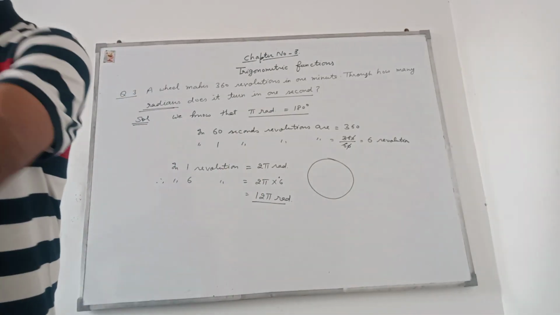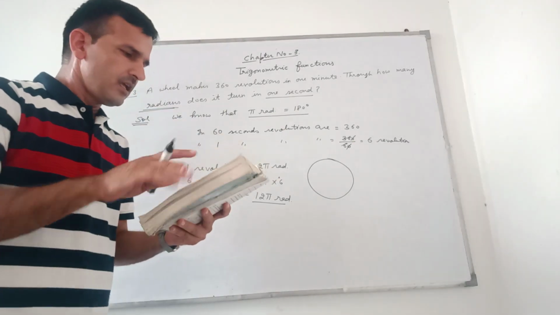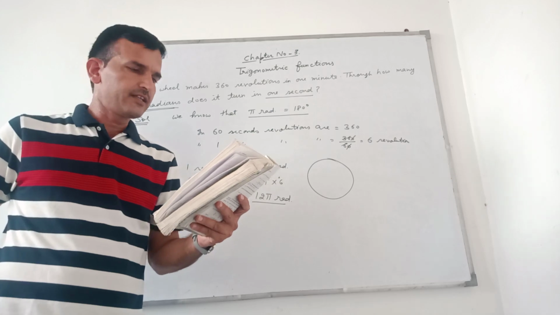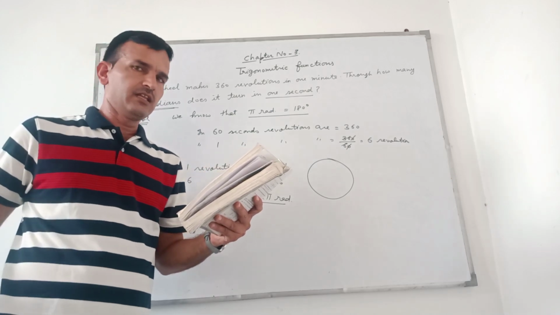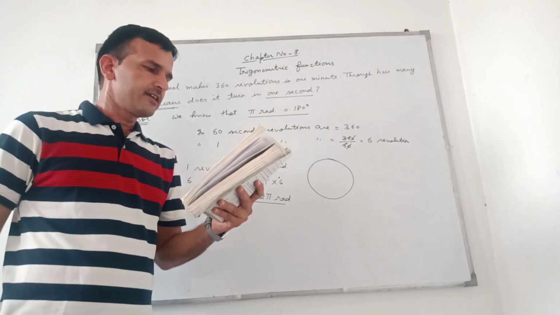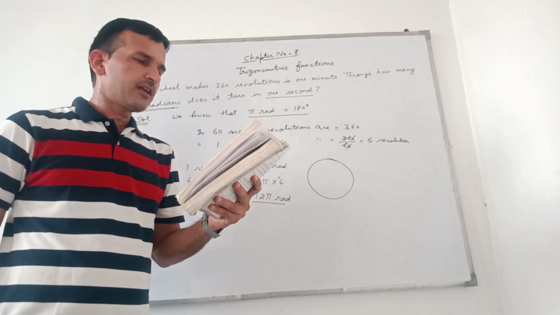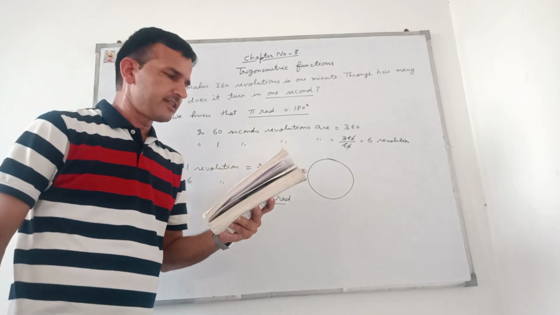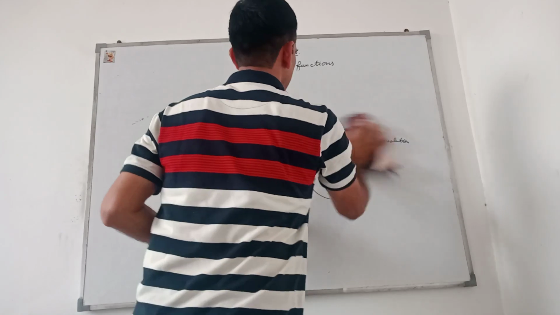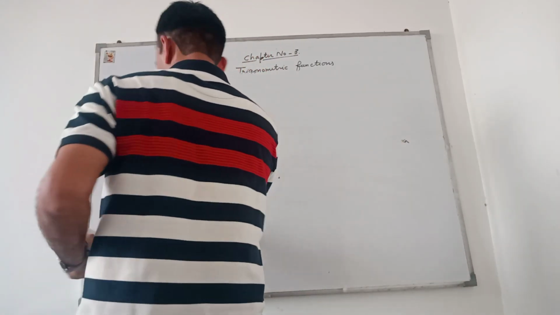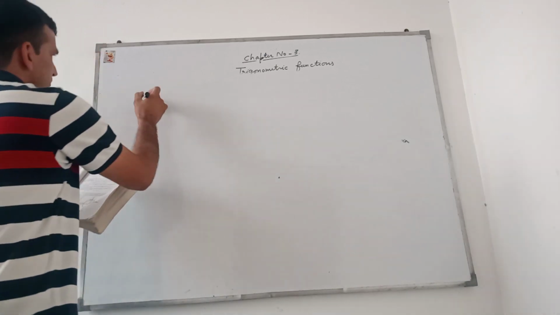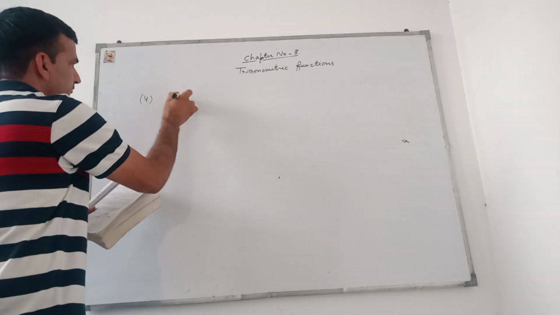Now we discuss question number 4. Find the degree measure of the angle subtended at the center of a circle of radius 100 cm by an arc of length 22 cm. Now, we solve question number 4.